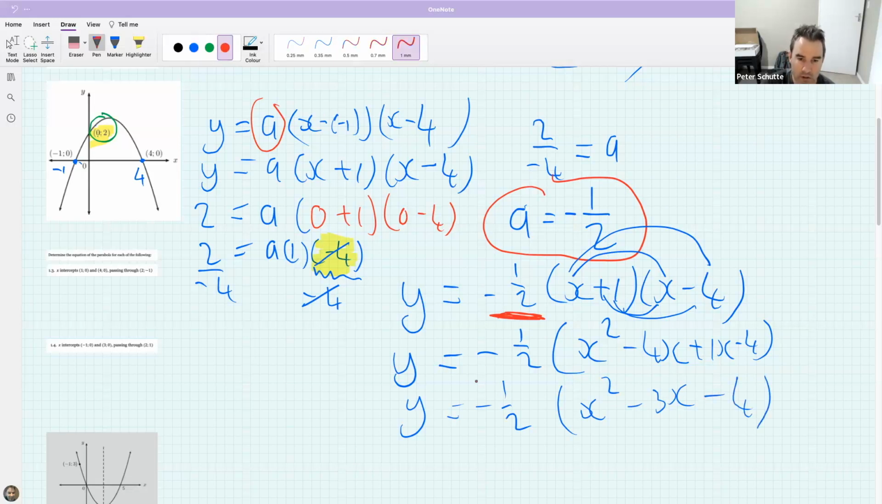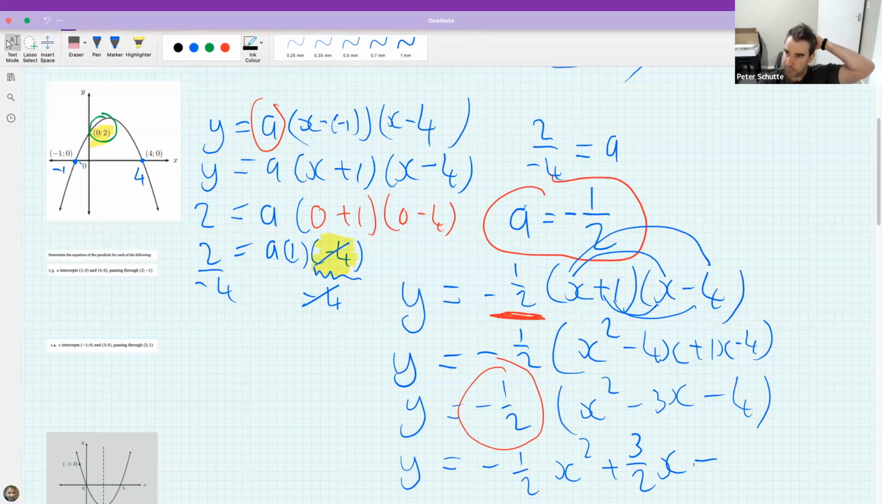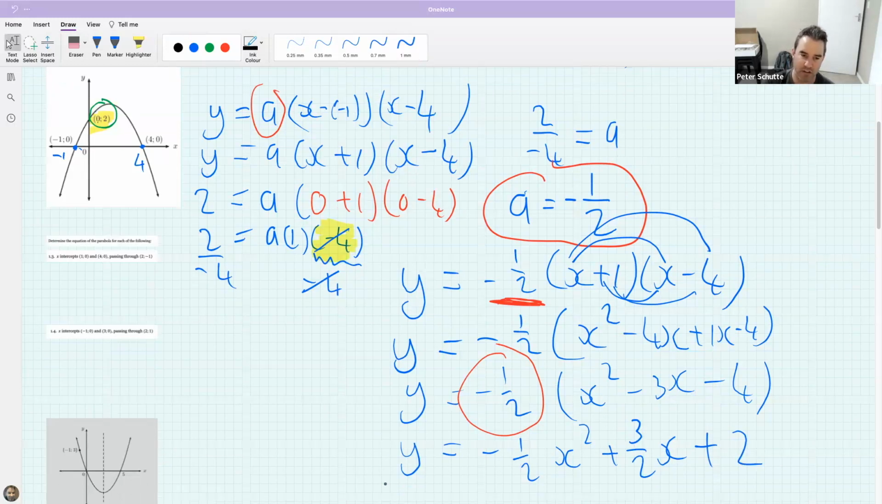And now what about this lonely minus a half in front? Well, it needs to be included. So we get minus a half x squared. Minus times a minus is a plus, so plus 3 over 2x. And then I need you to help me with your calculator. What's minus a half times minus 4 going to be? So minus a half times minus 4. Well, I don't think it's going to be 8. It's going to be 2, and it's going to be positive 2. Yes. So the equation of this graph is this.